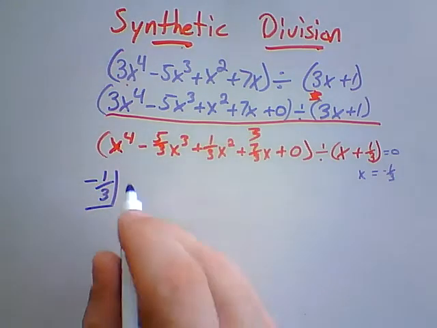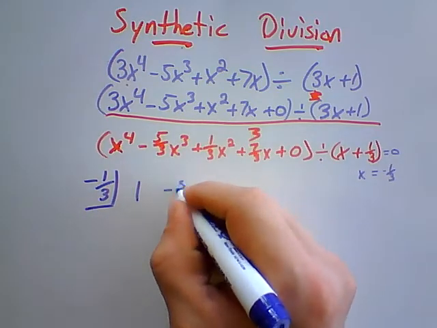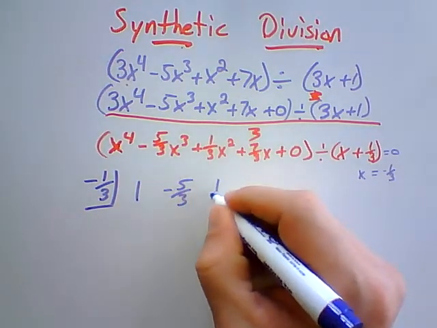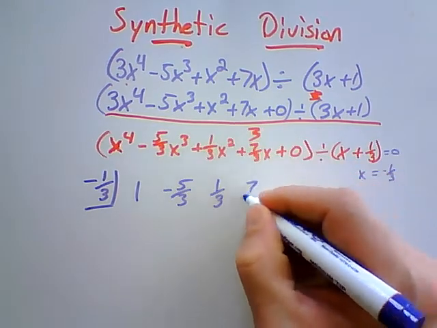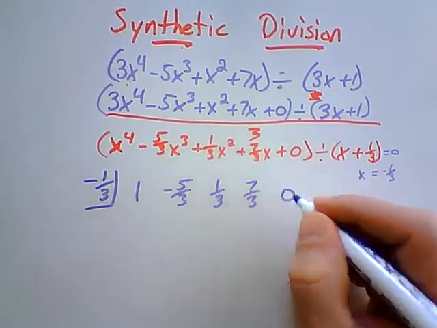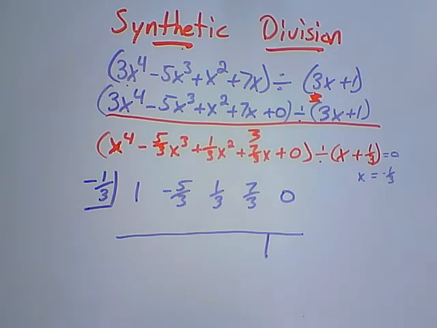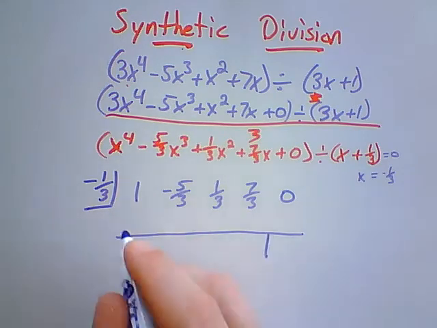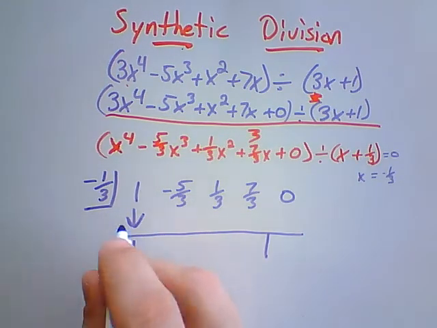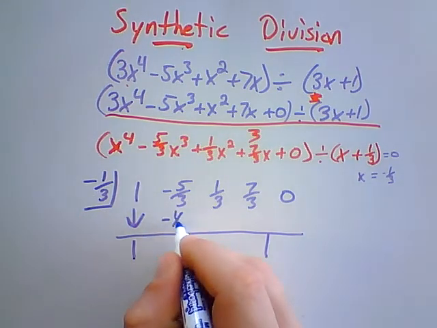Alright, take all my coefficients: 1, negative 5 over 3, 1 over 3, 7 over 3, 0. Draw my line. Note where my remainder is going to be. And now, since I already divided, I can just get to work. Bring down my 1. 1 times negative 1/3 is negative 1/3.